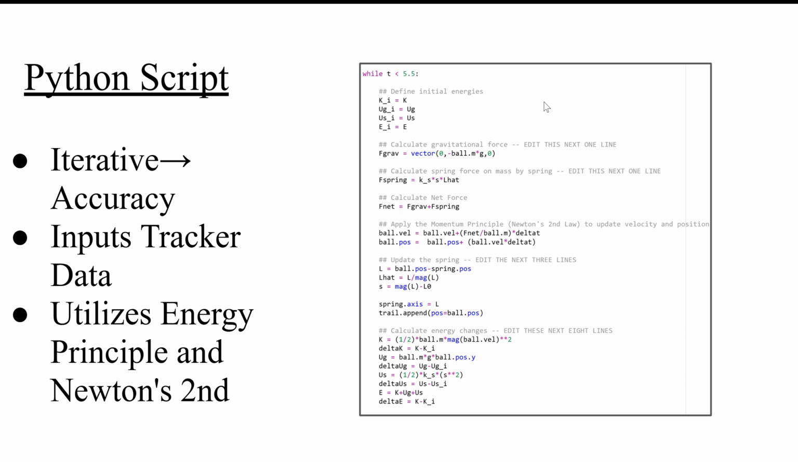Here you can see the most important section of the Python script. This is the iterative loop, and as it iterates through, it becomes more accurate as there's more and more calculations done to keep it up to date and makes it closer to a real-world situation. You can see that in this script, we actually input a data file based on our tracker positions, which is new. You can also see here that it utilizes the energy principle and Newton's second law.